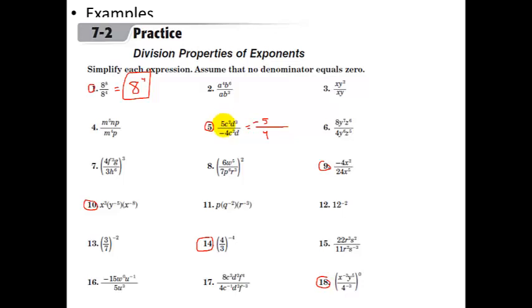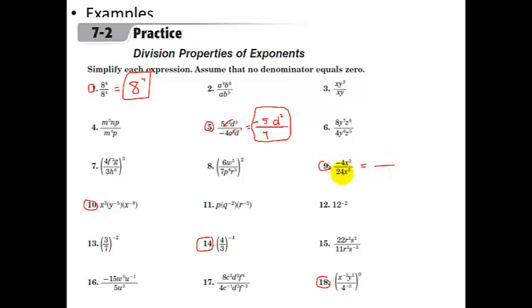Okay, c squared divided by c squared. Now here, 2 minus 2 is 0, so those cancel out because they're identical. Then we have d to the third over d to the first. 3 minus 1 is 2, so this gives me d squared. Final answer. Okay, moving right along.